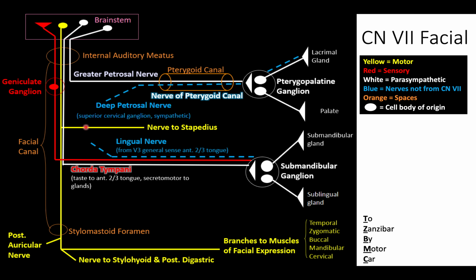The only things to talk about are what's in blue, and these nerves do not come from cranial nerve 7, but they do travel with it. So that deep petrosal nerve is coming from the internal carotid plexus, and it's going to be a sympathetic nerve that travels up into the superior cervical ganglion and goes with the greater petrosals through that pterygoid canal to synapse at the pterygopalatine ganglion to the lacrimal gland. And we're going to talk more about that in a little bit when we talk about the lacrimal gland. The lingual nerve is coming from V3, and it's providing general sense to the anterior 2/3 of the tongue, and that's traveling with that chorda tympani.